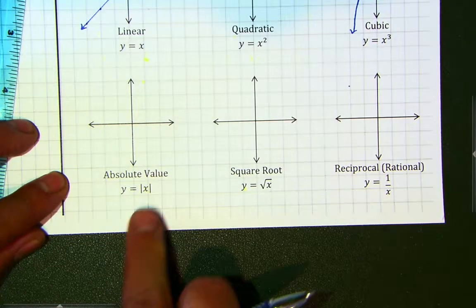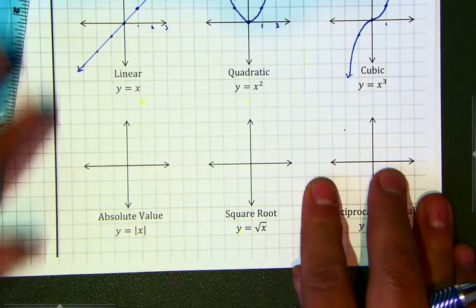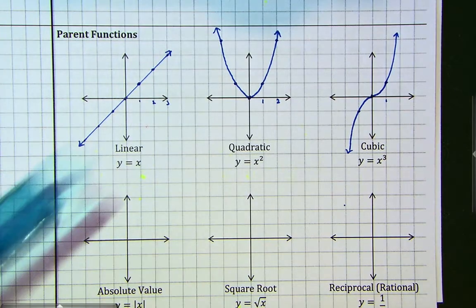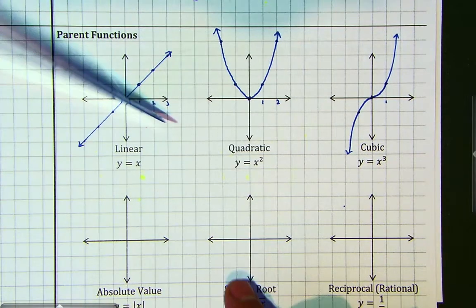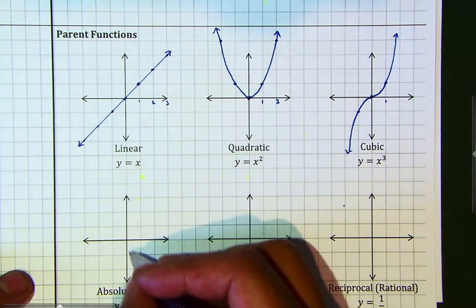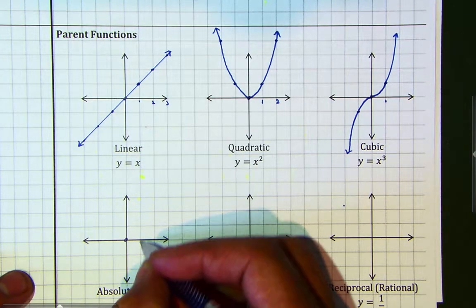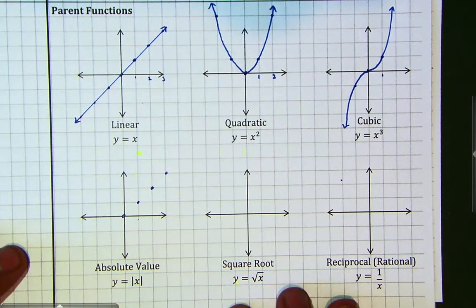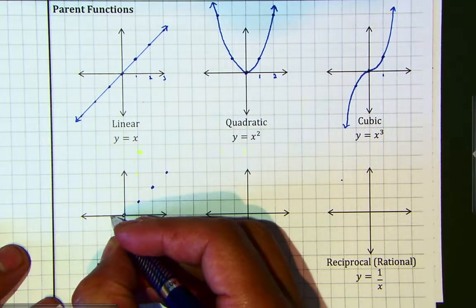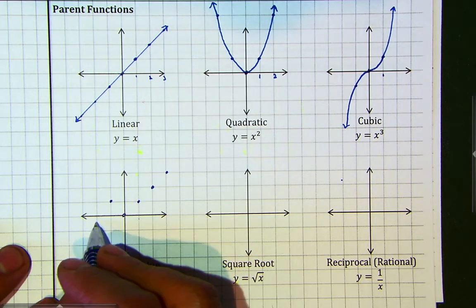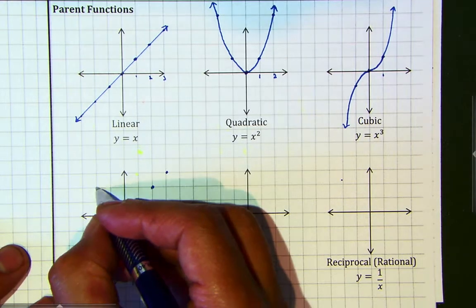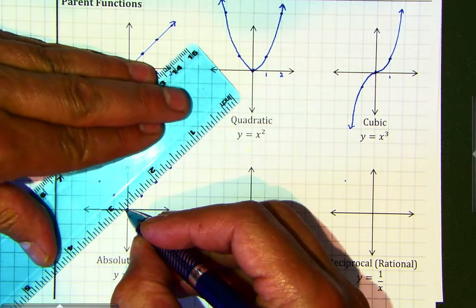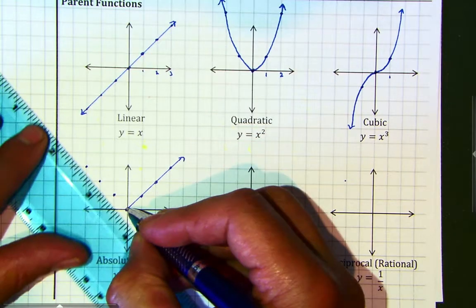Absolute value. So this is an absolute value of a line. You just have to think that all these negative values will become positives. If I plug in a 0, it gives you 0, plug in a 1 gives you 1, plug in a 2 gives you 2, plug in a 3 gives you 3. Plug in a negative 1 gives you positive 1, plug in a negative 2, the absolute value of negative 2 is positive 2, and so on. So therefore this is the parent graph of an absolute value.